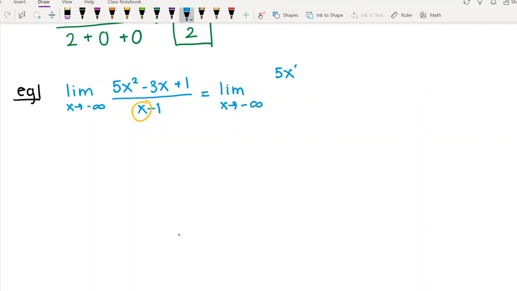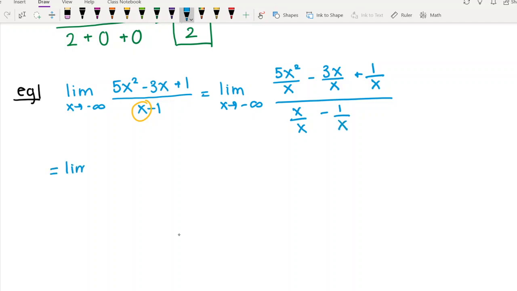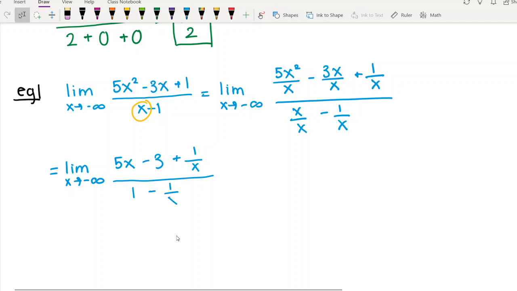and we have 5x squared over x, 3x over x, 1 over x. Now we have x over x, and we have 1 over x. So let's simplify everything. 5x squared over x is just going to be 5x. 3x over x is 3, so minus 3. And then 1 over x cannot be simplified. And then in the denominator, we have 1 minus 1 over x.